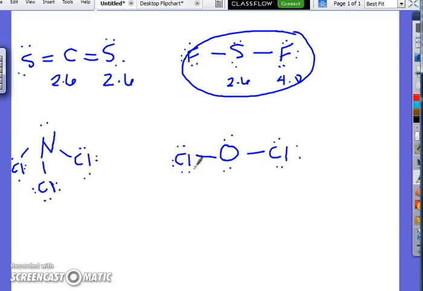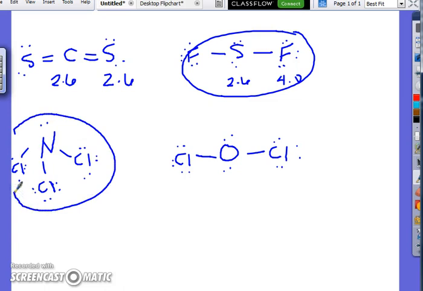And this one is symmetrical, as is this one. The one above it is also symmetrical. But yet we decided this one was more polar than that one based on its electronegativity differences. This is symmetrical as well, whereas this one is a little bit asymmetrical. I've got more electrons along the bottom than I do on the top. So this is going to be the one that is going to be more polar.